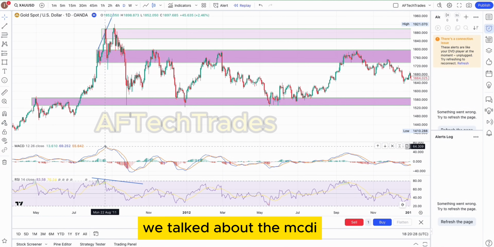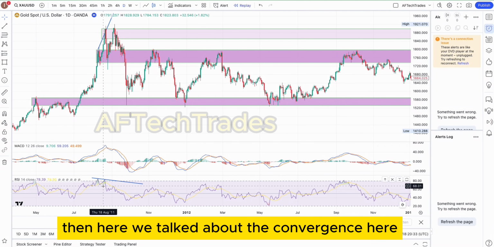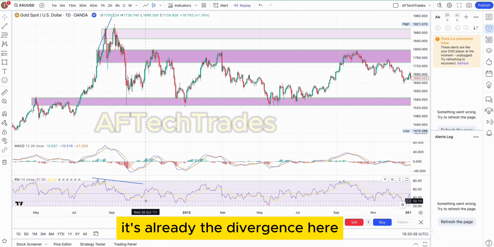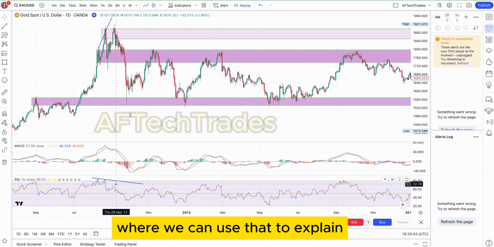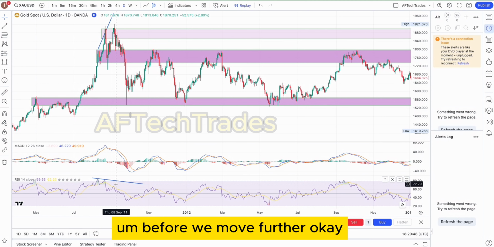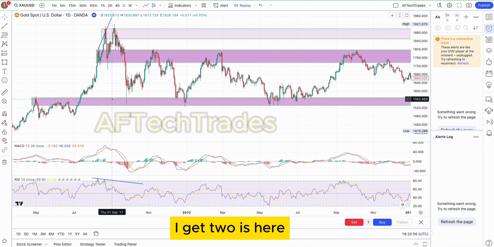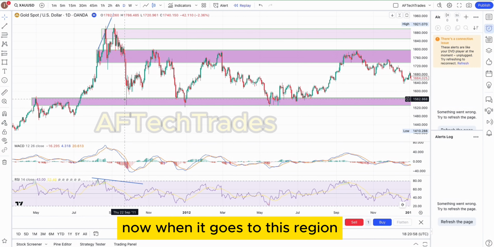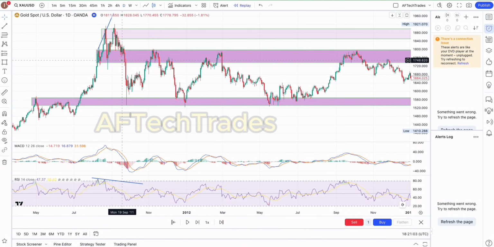Of course, you've seen we talked about the MACD extensively in the last week video, so you look for that. Then here we talked about the convergence here, the divergence here. Let's look for a convergence scenario where we can use that to explain before we move further. Okay, so you enter your market here and then your take profit target 1 is here, take profit target 2 is here. Now when it got to this region, we see the market pulled back again.